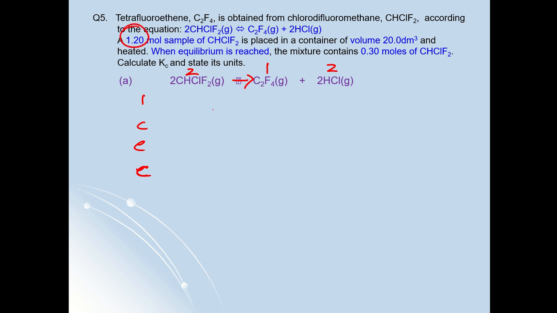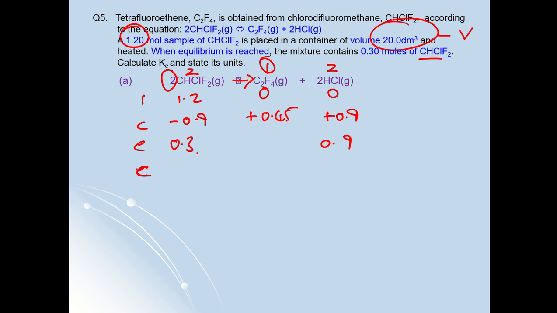So we've got 1.2 moles of our sample, so 1.2 moles of that is placed in a 20 dm cubed container, so there's our volume, just note it. And when equilibrium was reached, we had 0.3, okay, of that. Now that means that minus 0.9 of that reacted. This is 0 and 0. If minus 0.9 of that reacted, that means I made plus 0.9 of that. Okay, 2 moles of this make 1 mole only of the C2F4, so that means I made positive 0.45. Okay, which is that.